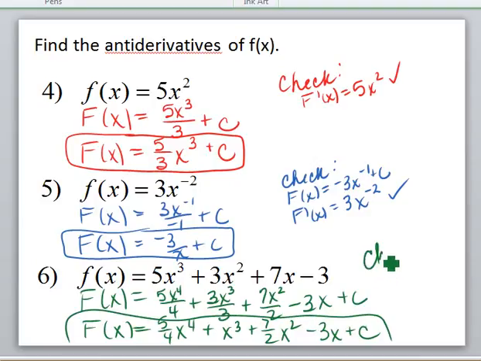You can do a check. The check ends up being, bring the 4 out front, 5x to the third, plus, bring the 3 out front, 3x squared, plus, bring the 2 out front, 7x, minus 3, and we're done.